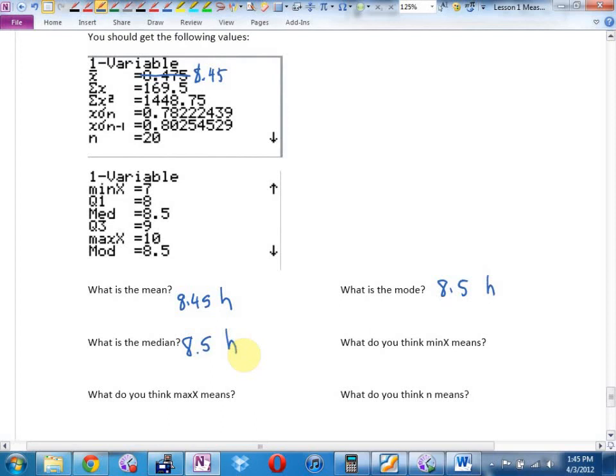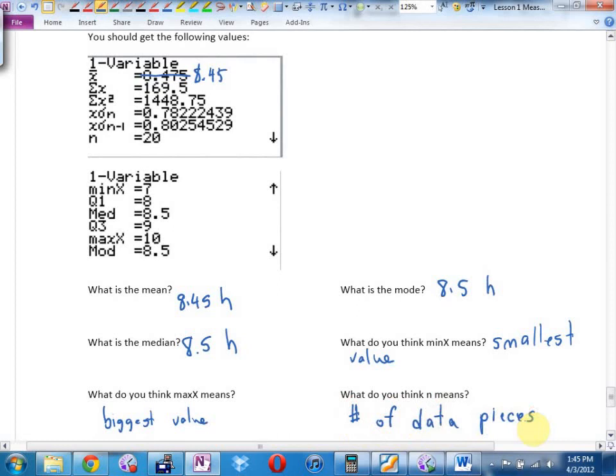What do you think min x means? Min x, smallest value. What do you think max x means? Biggest value. What do you think little n means? N equals 20. Number of data pieces. Okay?